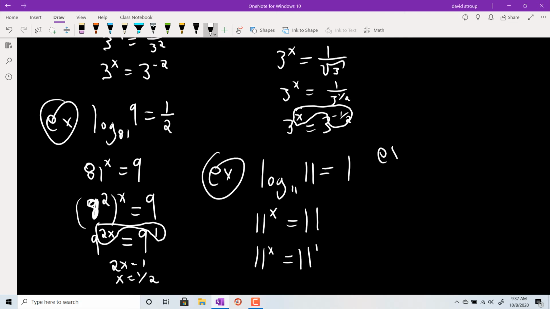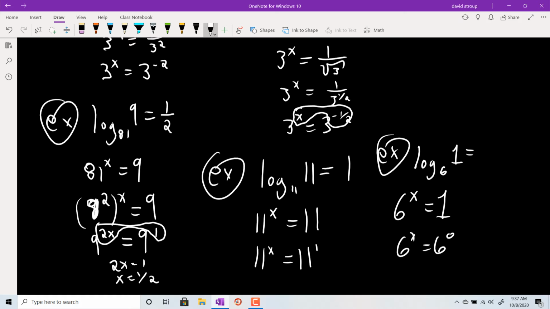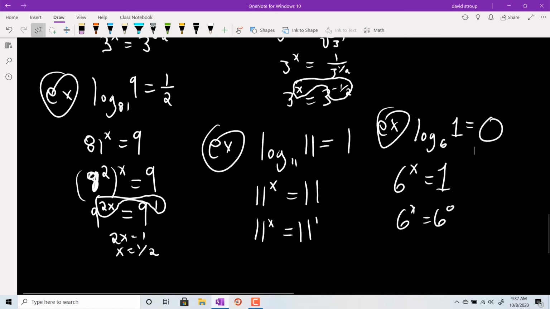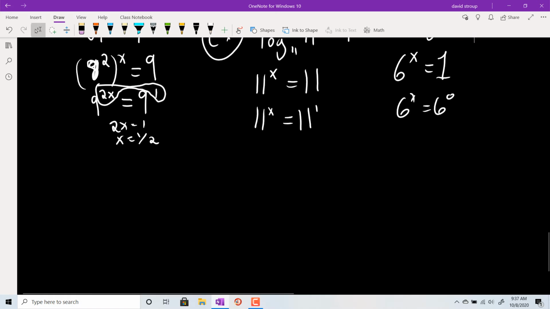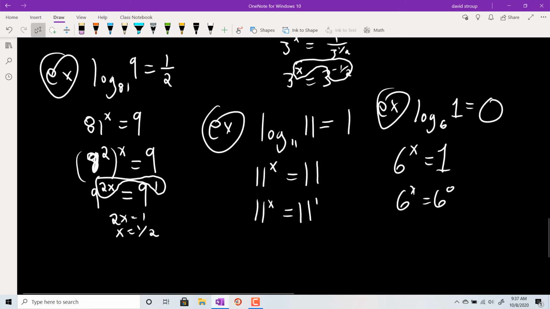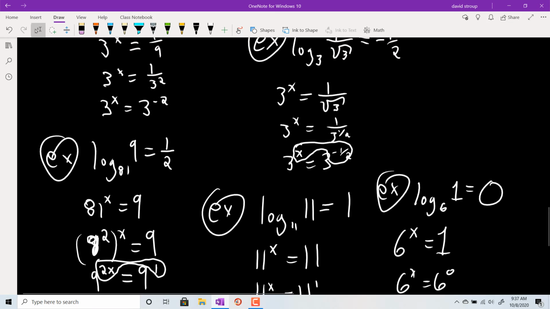So another one, that's easy. Log base, whatever, we'll say 6 of 1 equals what? So 6 to what power equals 1? And 6 to the 0 power, right? So this will be 0. And that's about it.